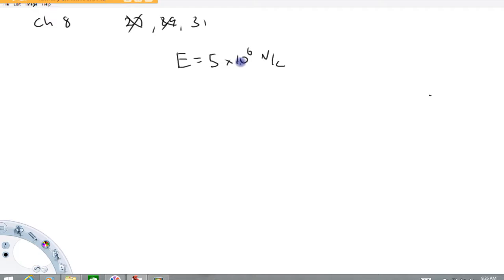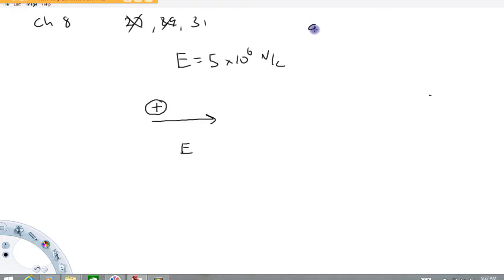Now I'm going to go ahead and draw an electric field vector. Which way I draw it doesn't really matter. You can draw it any way you want. I'll draw it to the right. Let's assume that this electric field acts to the right. And the question is about a proton placed in the field. So I'm going to go ahead and put a proton here. A proton is a small positively charged particle.